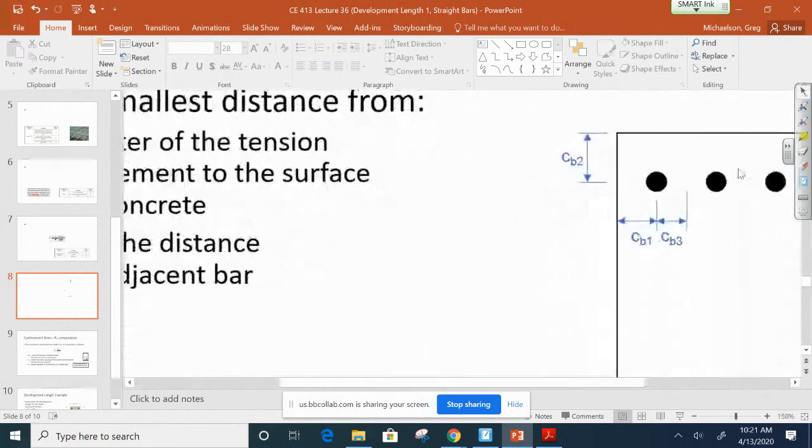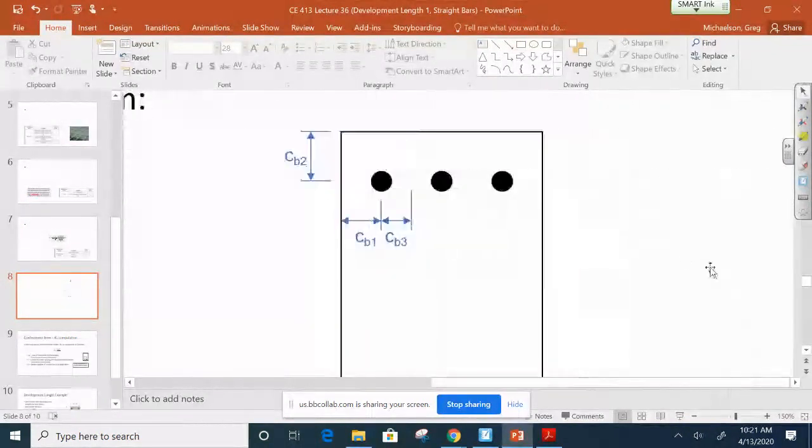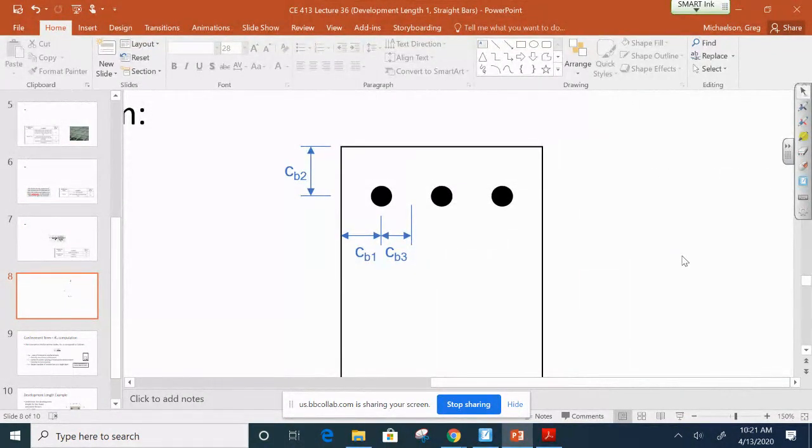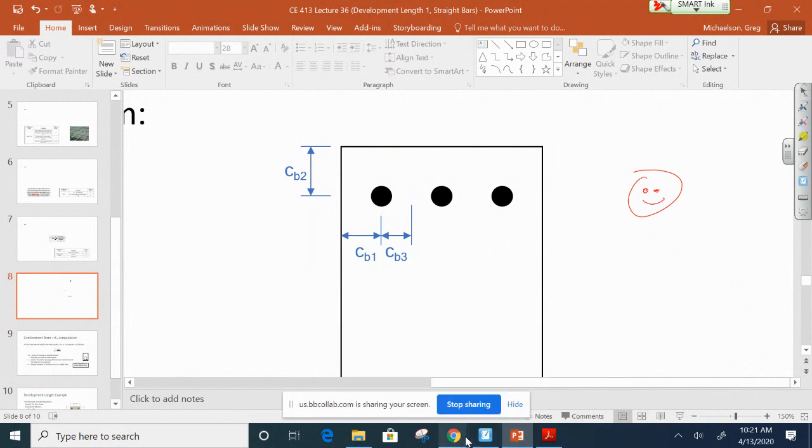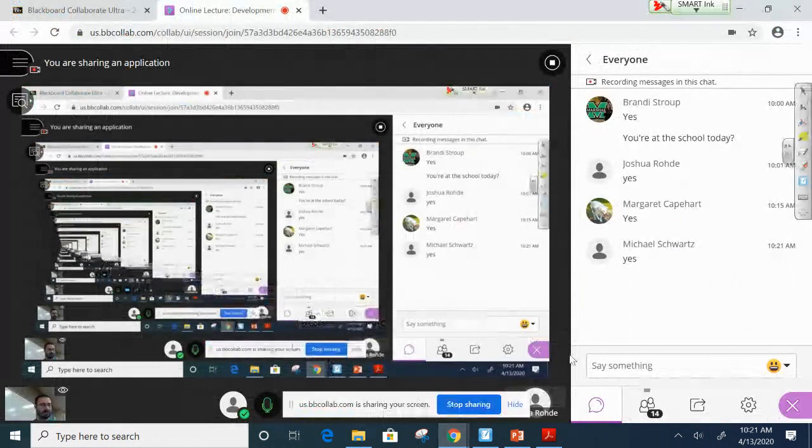Now we're going to try the pen. I want to see if this works. Let's see, I'm going to draw a little smiley face. Can everybody see the smiley face? Make sure. Check. Yes, yay.